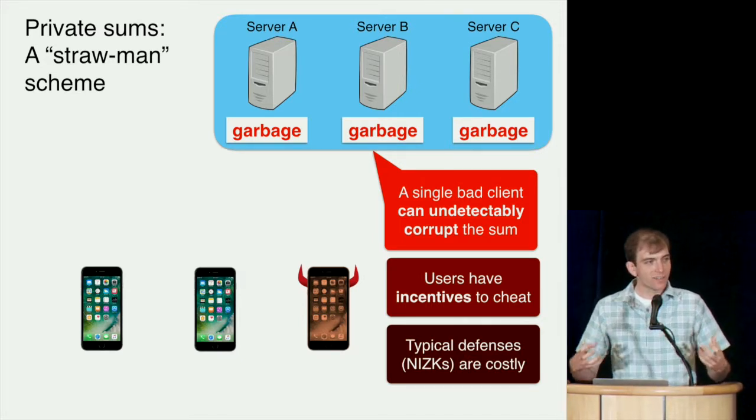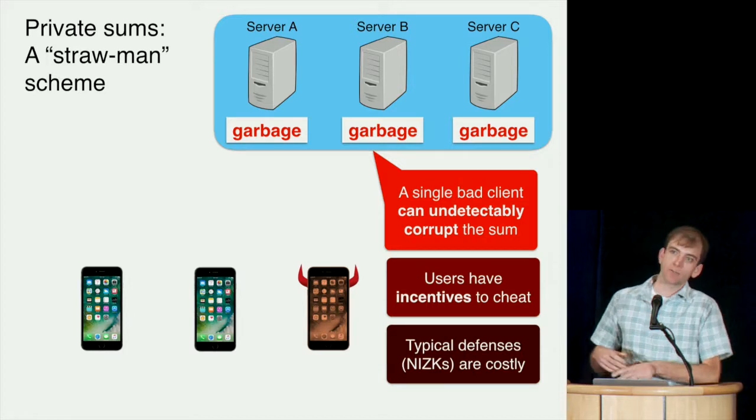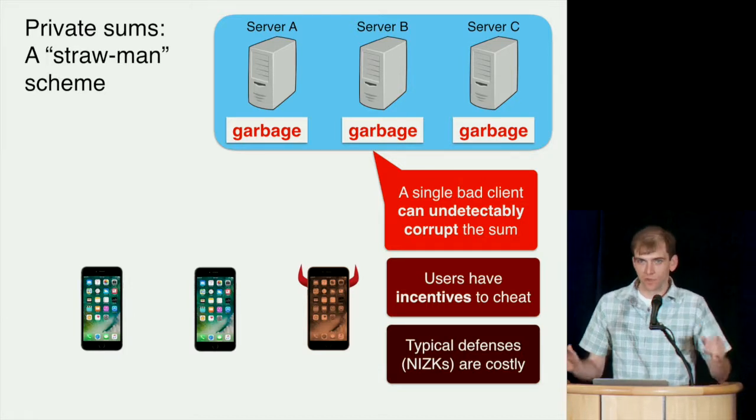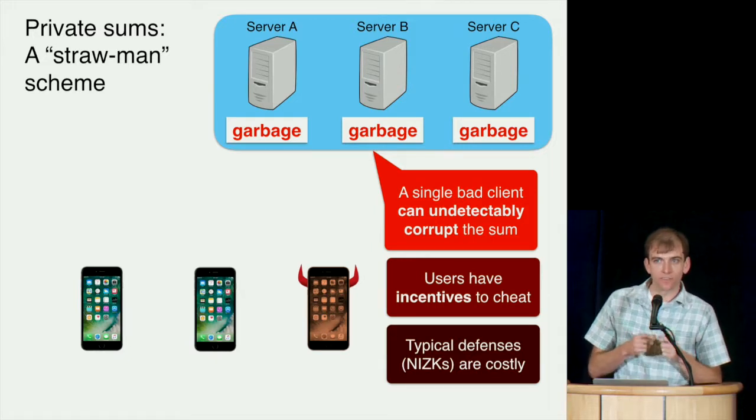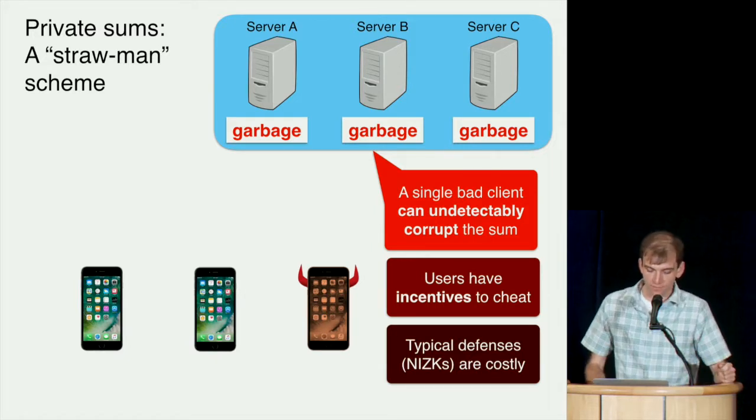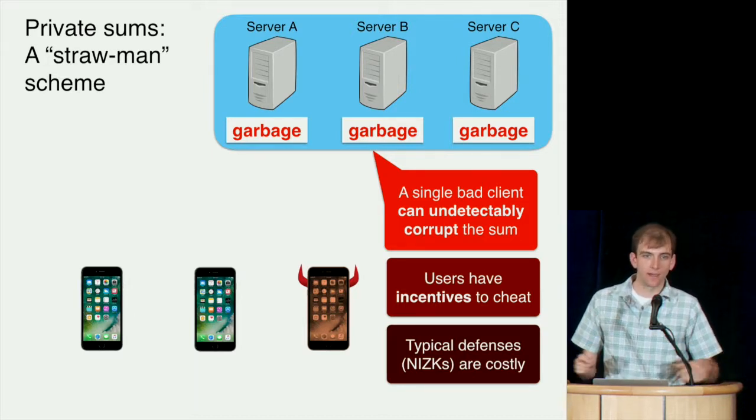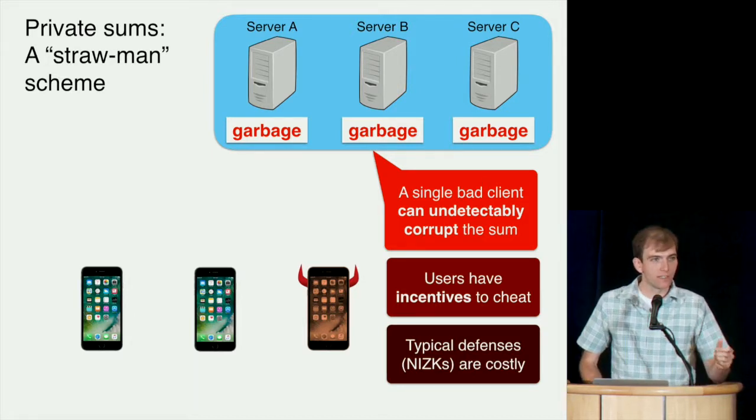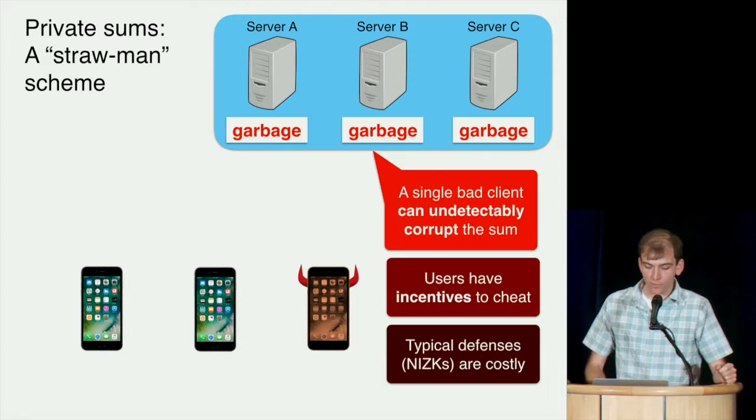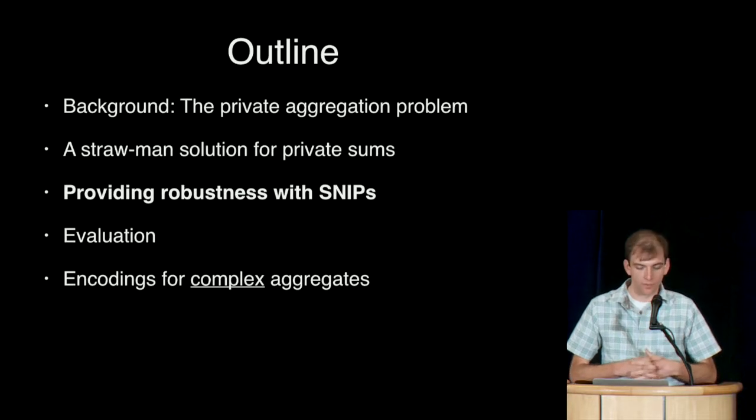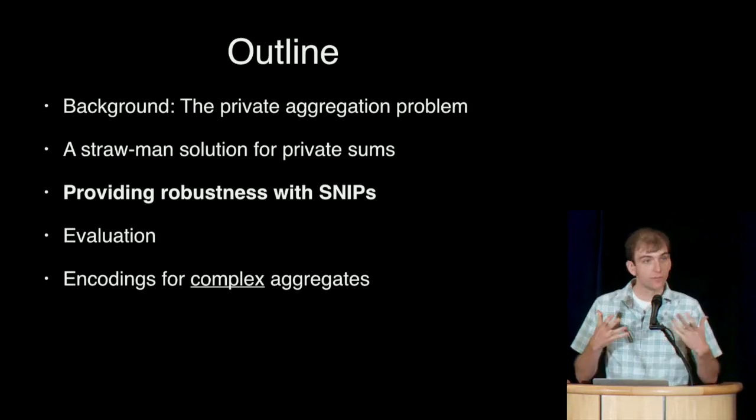Making things even worse, in real life, users often have incentives to cheat. So you can imagine using this to track ad clicks privately, or to track the popularity of certain app features privately, or collect restaurant reviews privately. There's lots of cases in which users have incentives to skew the statistic in their favor. And so typical defenses against this attack, which I'll mention in a second, are often pretty costly and in many cases impractical.